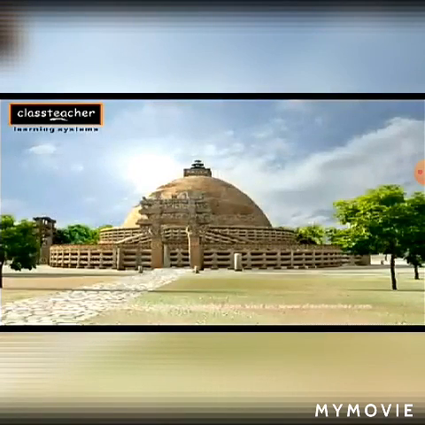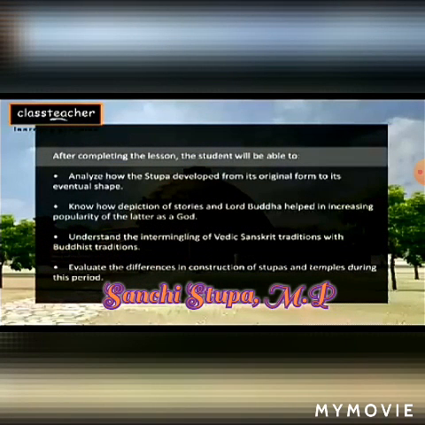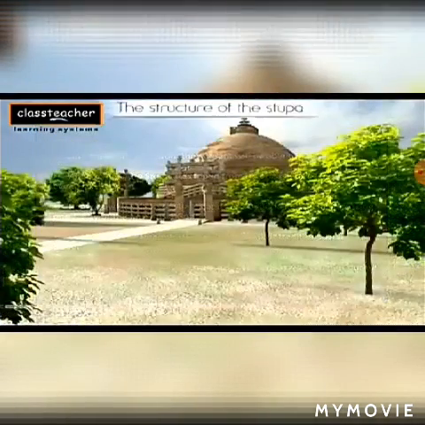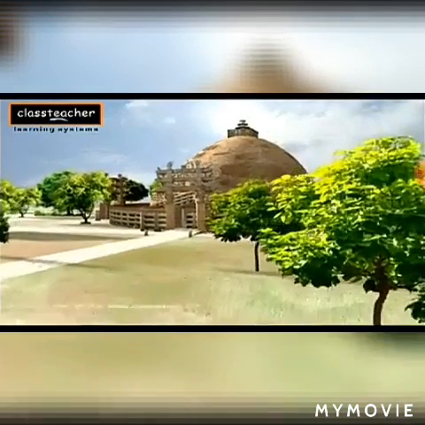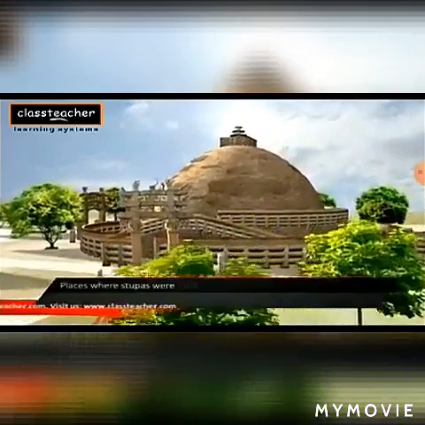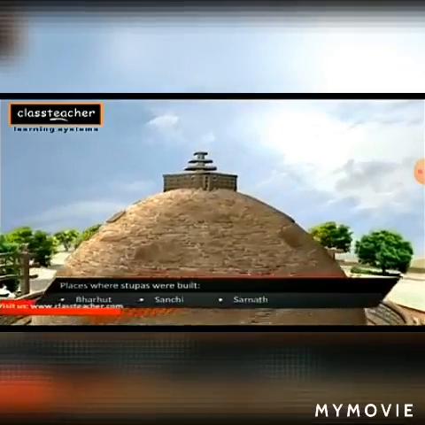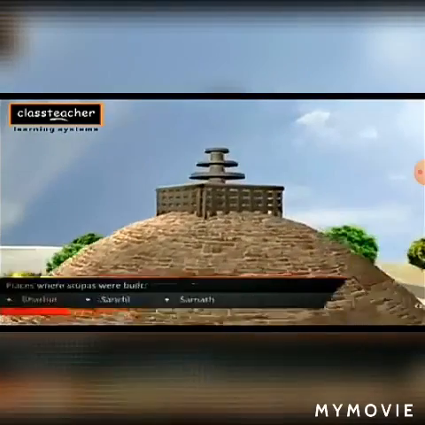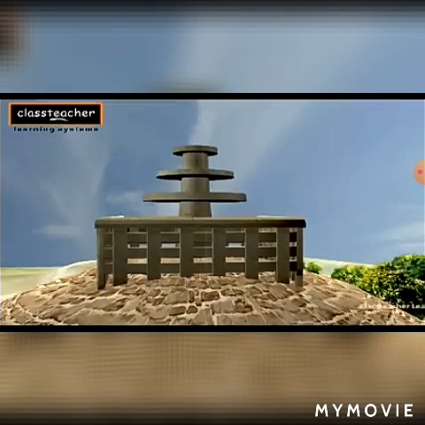Let us learn and understand how Buddhist stupas and Hindu temples were constructed in ancient India. The structure of the stupa: it originated as a simple semicircular mound called anda, above which the balcony-like structure called harmika represented the gods' abode. A mast called yashti, which arose from the harmika, was surrounded by a chhatri, or umbrella.